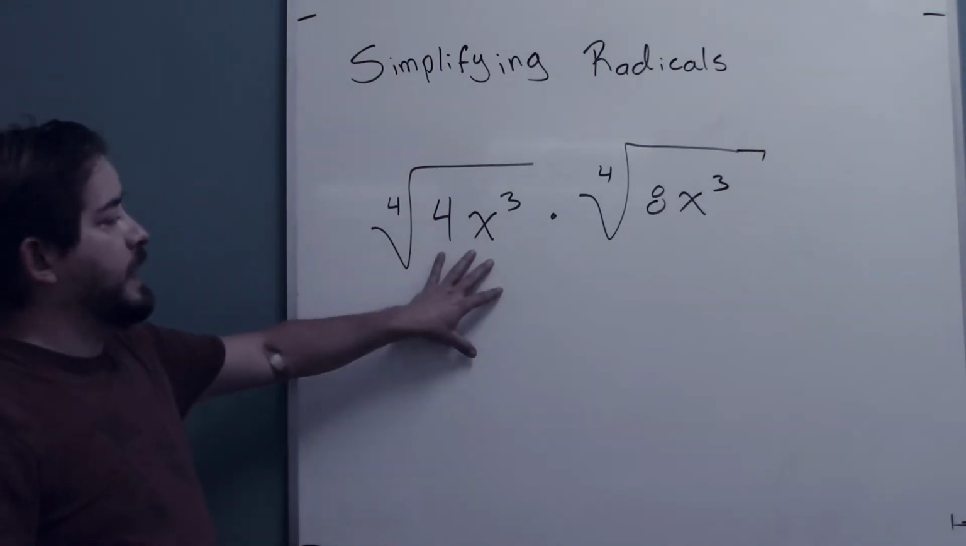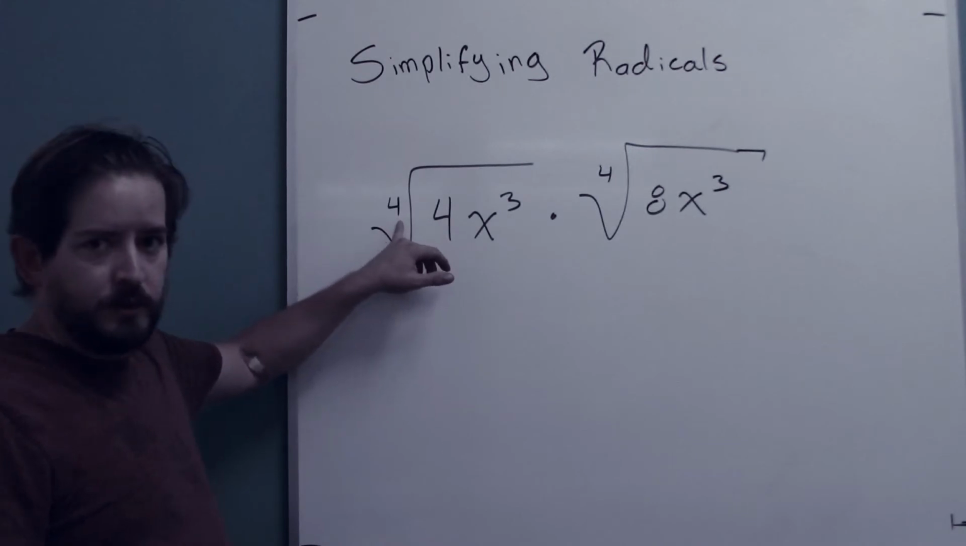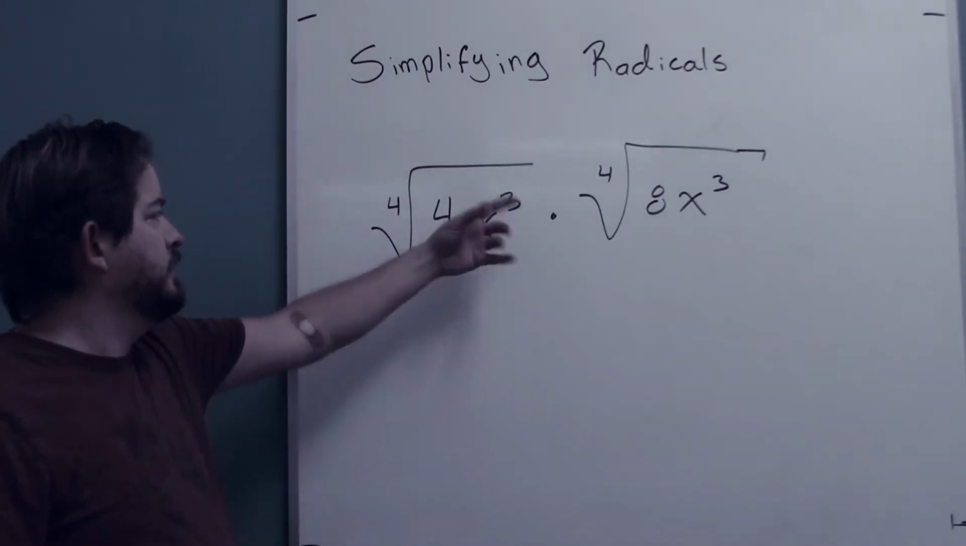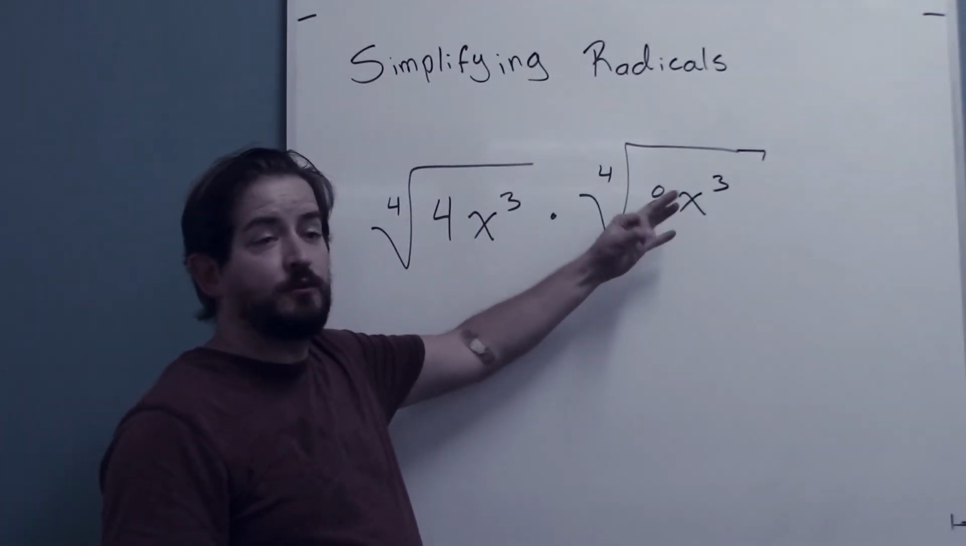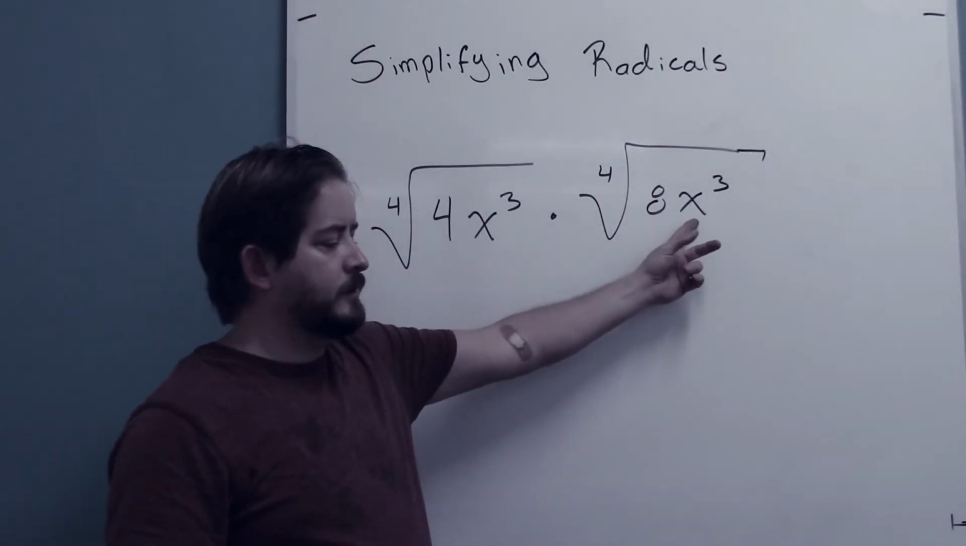Well, individually I can't simplify either of these. 4 doesn't have a nice 4th root. And x to the 3rd, there's not enough to pull out, right? 8 is just 2 times 2 times 2. That's 3 factors of 2, so I can't do anything under a 4th root. Likewise with x to the 3rd here.